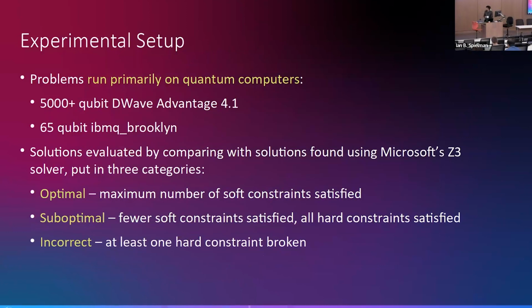So what is the experimental setup here? Problems run primarily on quantum computers. So we have the 5000 plus qubit D-Wave Advantage 4.1 and the 65 qubit IBM Qubit Brooklyn. Solutions are evaluated by comparing with the Z3 solver. The Z3 solver is also a QUBO solver. We put the solutions into three categories: optimal, suboptimal, and incorrect. For optimal solutions, the maximum number of soft constraints possible is satisfied, so all of them. For suboptimal solutions, fewer soft constraints are satisfied and all hard constraints are satisfied. And for incorrect solutions, at least one hard constraint is broken.